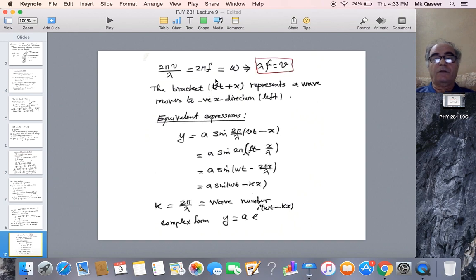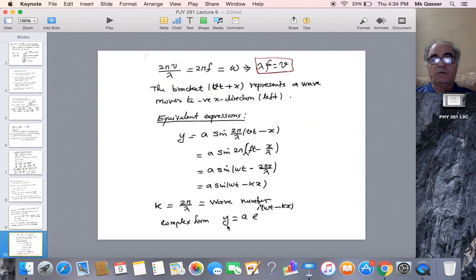For the second bracket, we can do the same. This represents a wave in the negative x direction. Now, there are many equivalent expressions for y: a sine of 2 pi times the frequency times t, or a sine of omega t minus 2 pi over lambda times x. 2 pi over lambda we define as k, the wave number, so k is 2 pi over lambda. Now this is the expression for y.